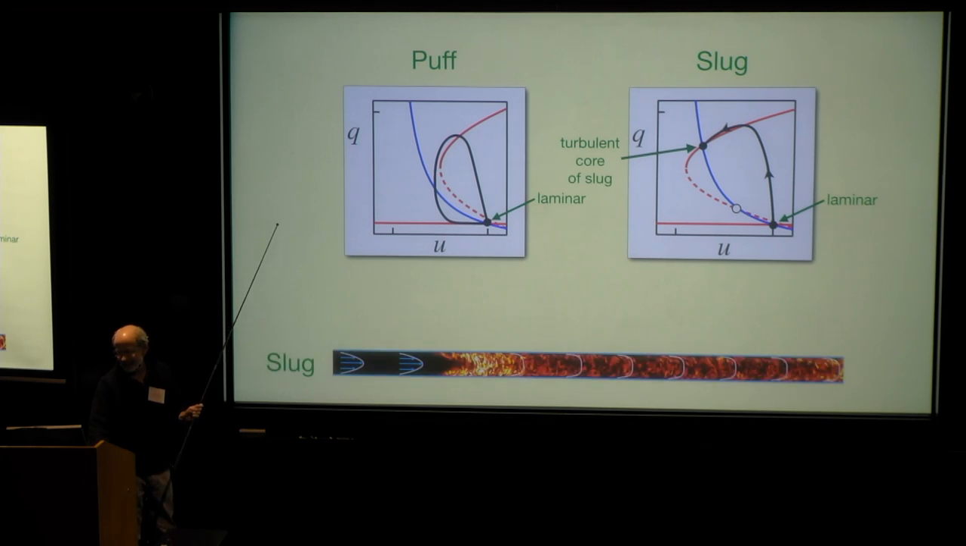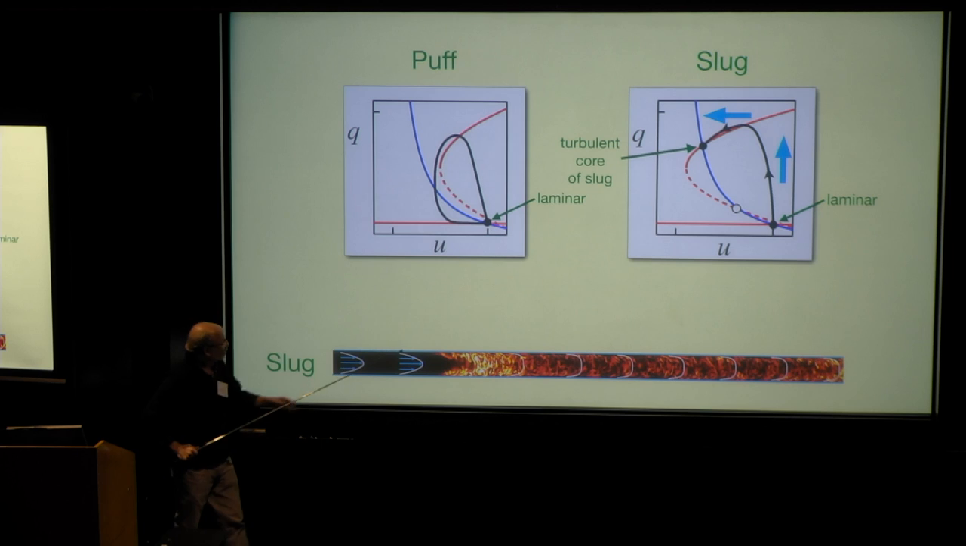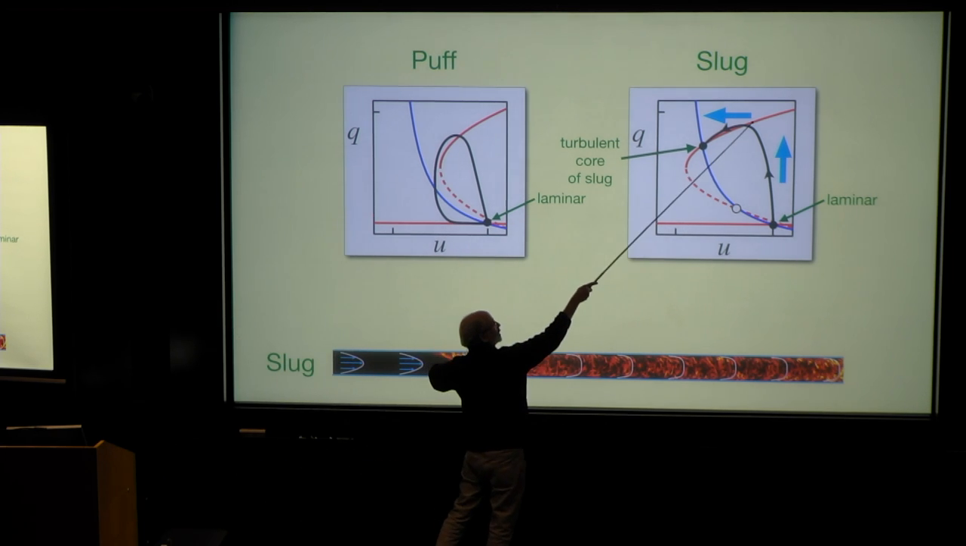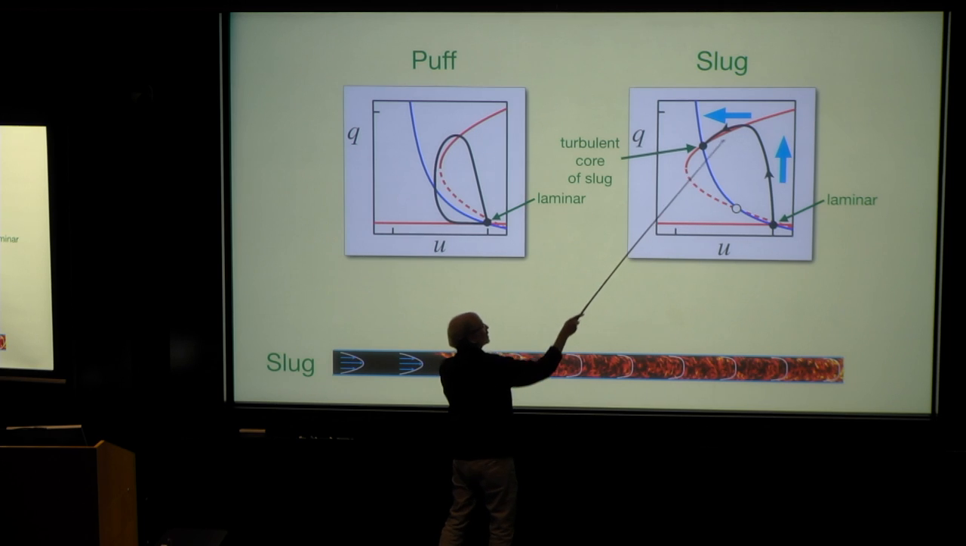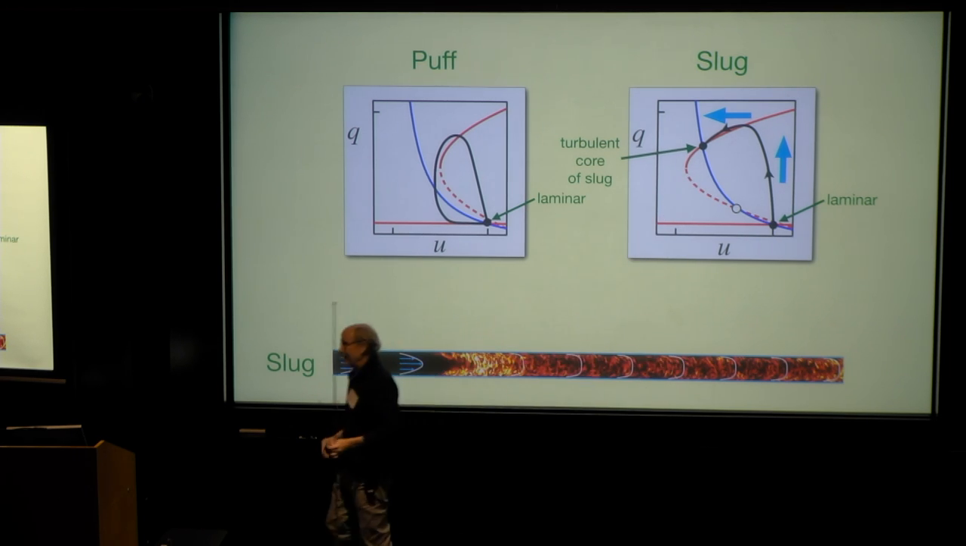Let me just put everything on here at once. Let's just do the slug. So this is the slug. Let's start here with laminar flow. The turbulent intensity goes up, the shear profile blunts, I reach an equilibrium, and I'm happy, and I exist. That's all there is.